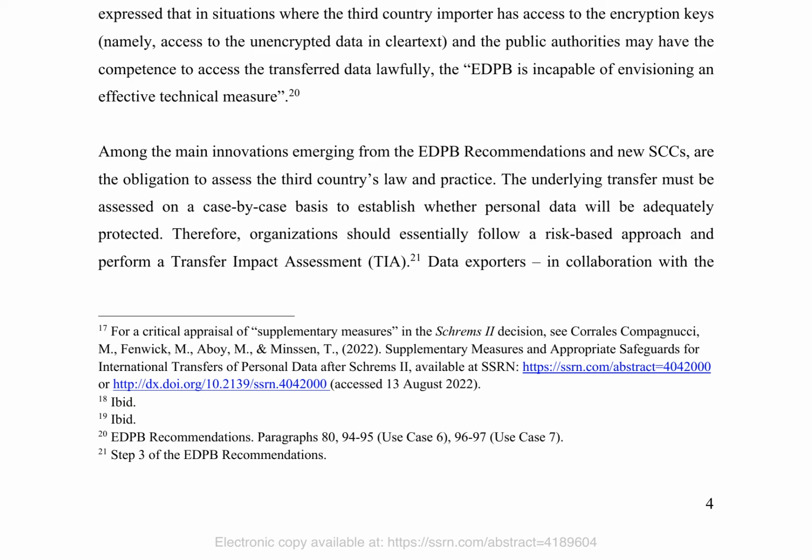The EDPB recommendations and new SCCs provide a framework for ensuring adequate protection of personal data in cross-border transfers, emphasizing supplementary measures, risk-based approaches, and collaboration between data exporters and importers. This framework reflects a more robust approach to data protection, addressing the shortcomings of previous measures and providing a more effective safeguard for personal data.